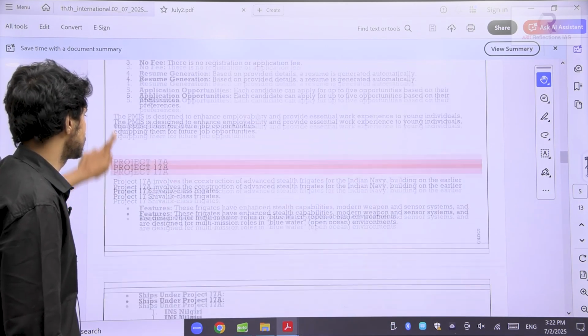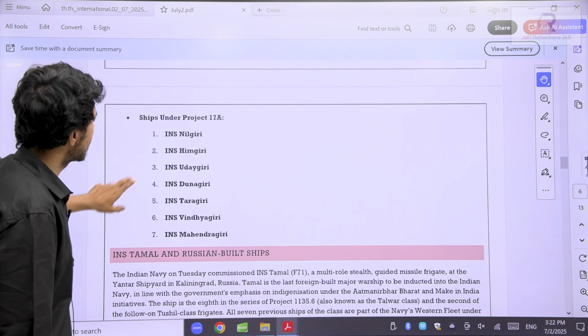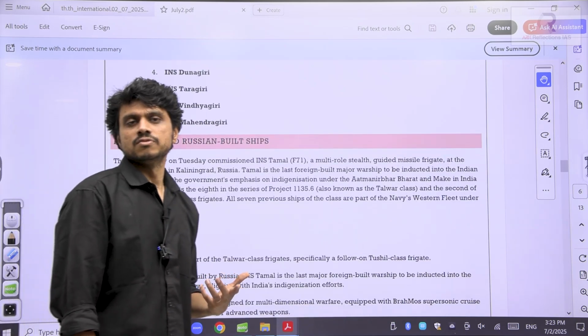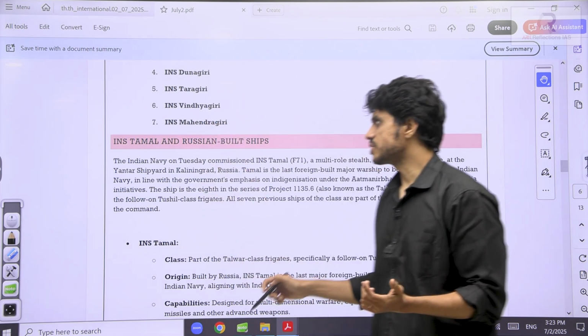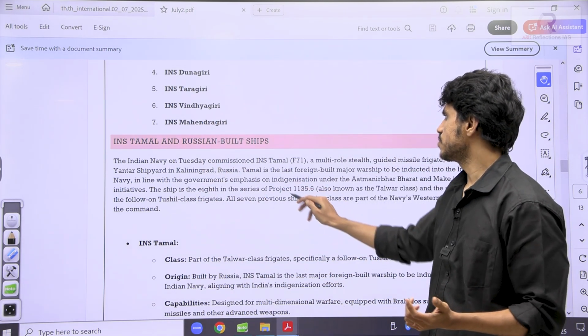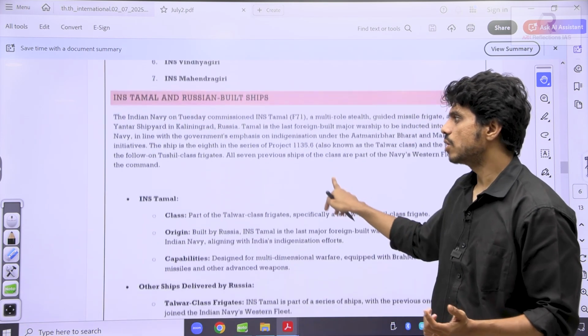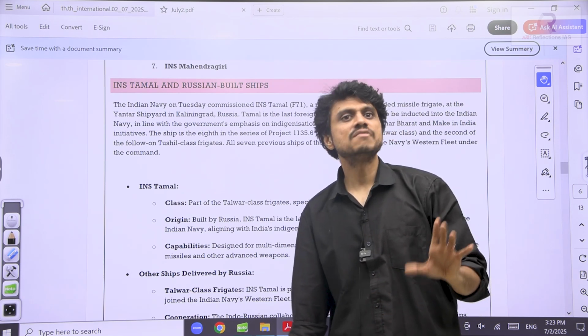7 ships are there under this. Okay. So recently, one more ship has been inducted. So they can ask, these ships recently in the news are under which class? Or which project? So that is the project 17A, and this is the project 1135.6, INS Tamil. Okay. All these are frigates. Which one is a frigate in this? They'll ask. Just have a broad idea.